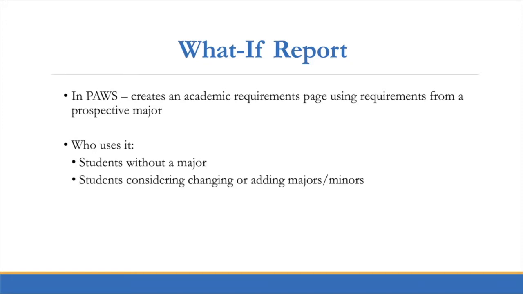So who uses this report? Students without a major. So students like undeclared students or undesignated transitional students do not have a typical academic requirements page. Because they don't have a major, they don't have program requirements. So they need to enter a What If report to see what they would need in order to fulfill a specific major. Students considering changing or adding majors and minors can also use this. Because this is just a scenario to show them what they would still need, this can show them if it's possible to graduate in their desired timeline.